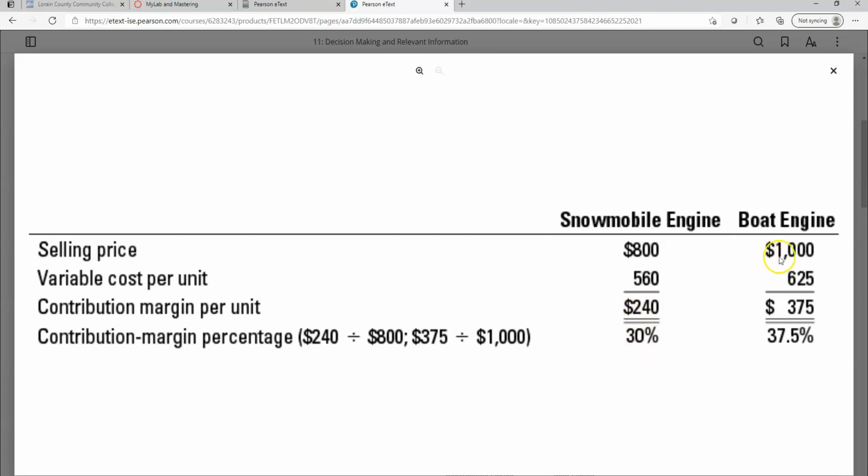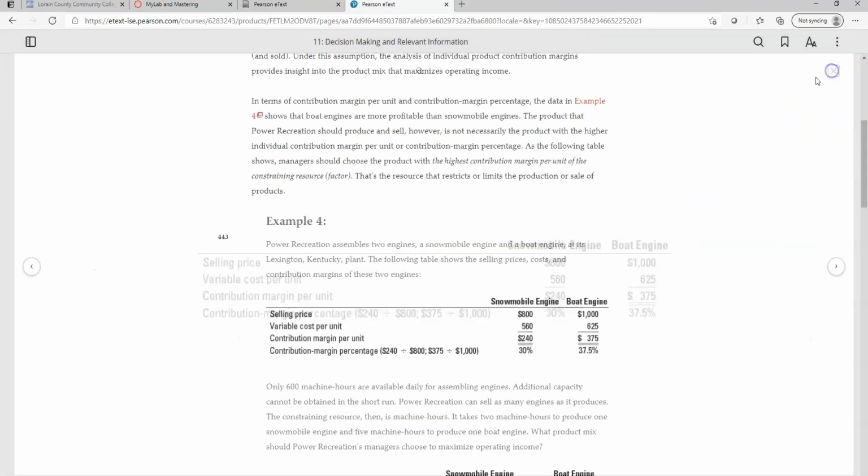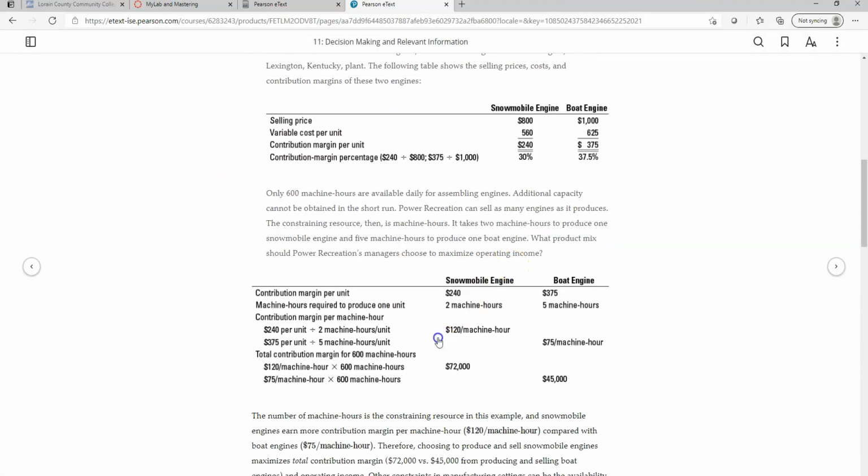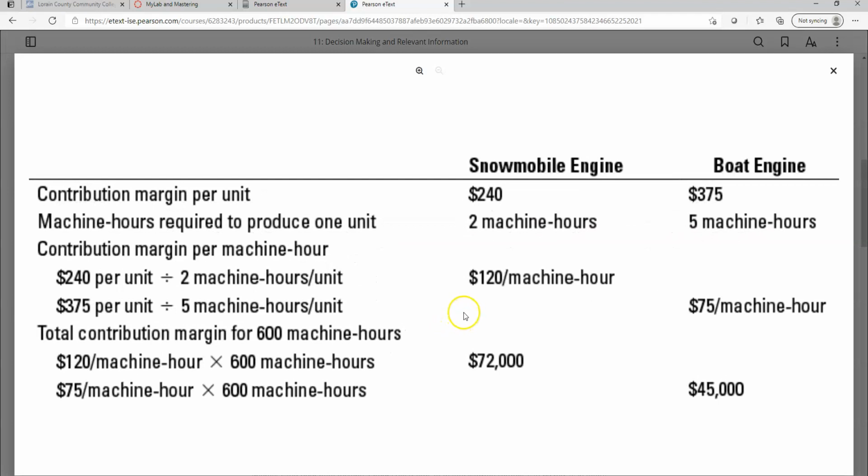Let's take a look at boat engines. We sell those for $1,000 per engine. Variable cost per unit is $625. So we have $375 per engine of contribution margin, which gives us a 37.5% contribution margin percentage. Now, let's say we're limited by the number of machine hours that we can use. We have a bottleneck. We can't change anything. We have machine hour limits.